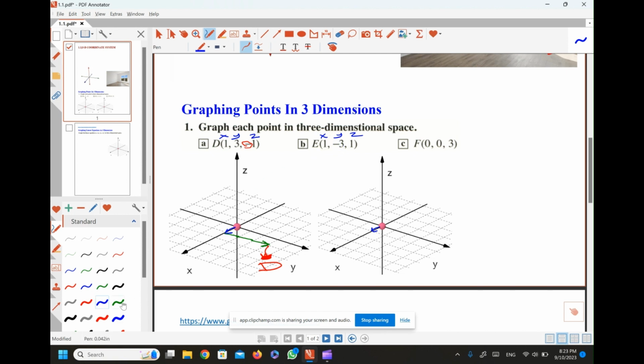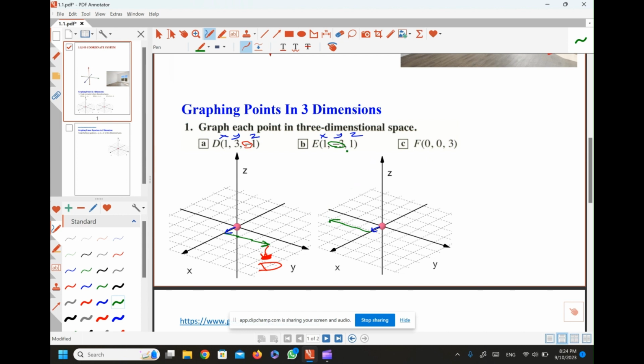Since it is negative, we have to go in the negative direction. The positive y-axis is going to the right, so the negative will go to the left. So instead of going right, we should go left along the y-axis, the negative direction. How many units? 3 units. So from where we stopped, we go 3 units away in the negative direction, parallel to the y-axis. So 1, 2, 3. We are here.